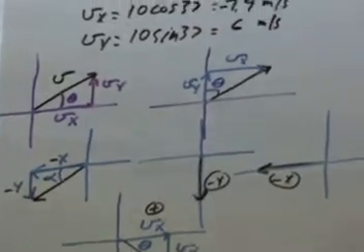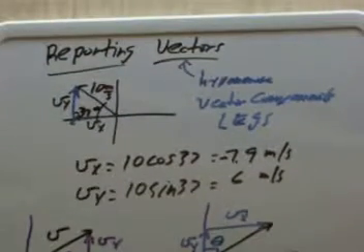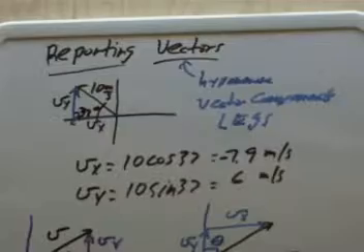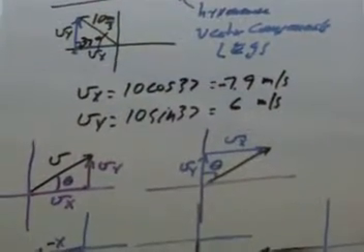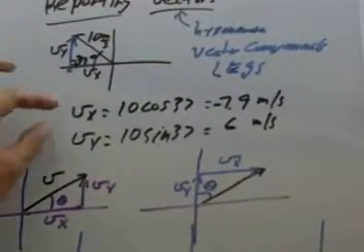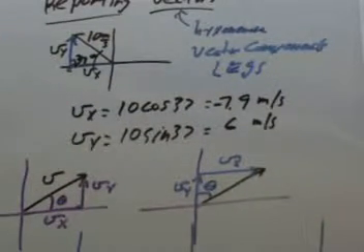But in either case, the takeaway here is that you should be able to take a vector pointing in any direction, this way, this way, this way, any direction, wrap a Cartesian coordinate system around it, recognize the x, y components, and be able to use sine and cosine to figure out exactly what the x and y components are for the vector.